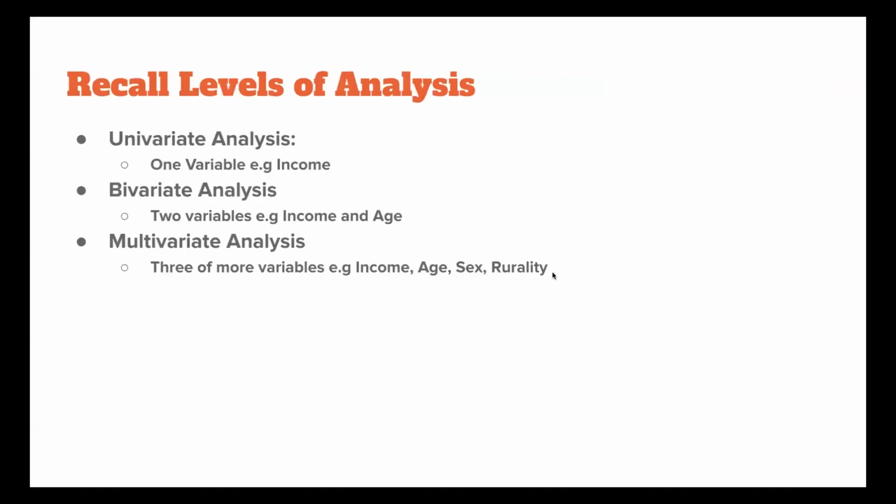So we need to do some basic recall of information. We have different levels of analysis. If you go on Google, you might find different levels of analysis, but in this context, what we mean is univariate, bivariate, and multivariate. Univariate analysis is when you are working with just one variable, in this instance, income. Bivariate analysis means you are working with just two variables, so maybe income and age.